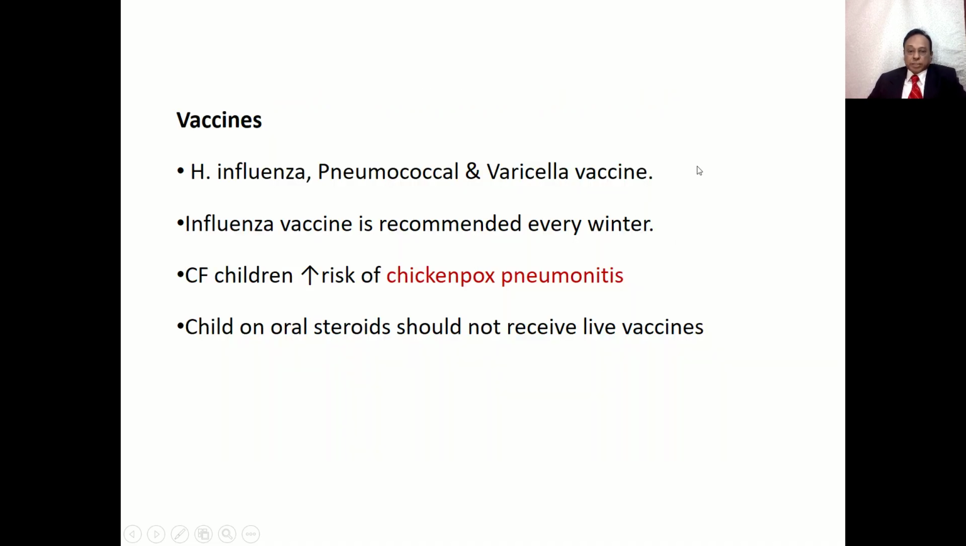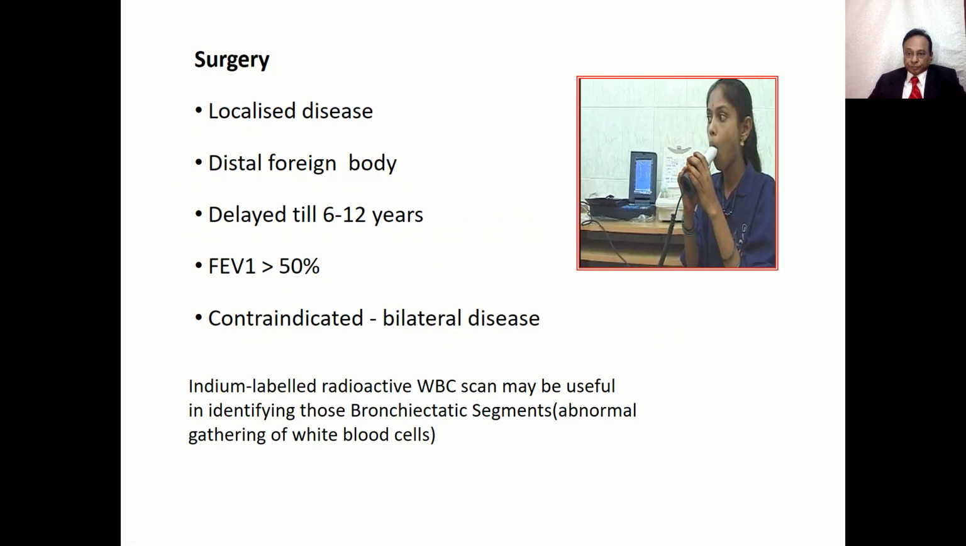Both in cystic fibrosis related and non-cystic fibrosis bronchiectasis, even if they miss the early normal vaccines, you should advise the catch-up vaccines for pneumococcal, varicella or influenza. These vaccines are very useful even in bronchiectasis, especially if they were not taken initially.